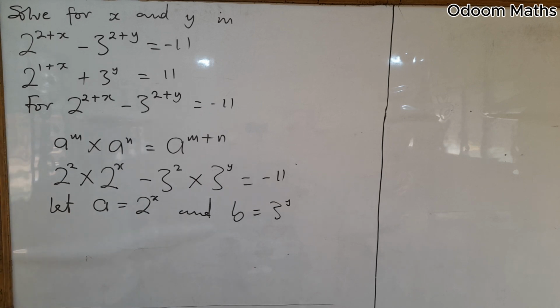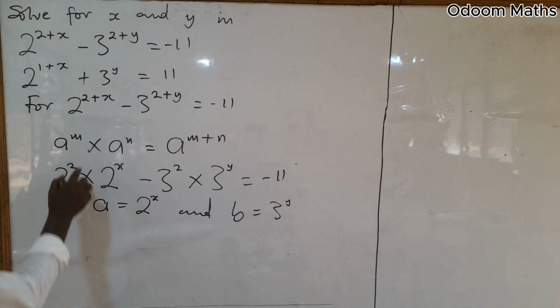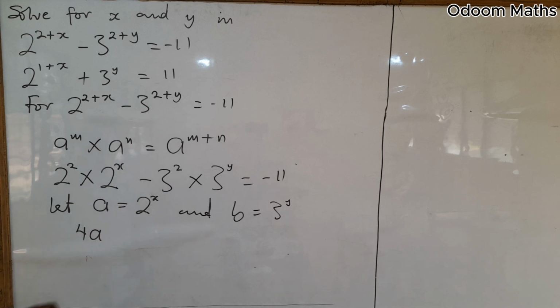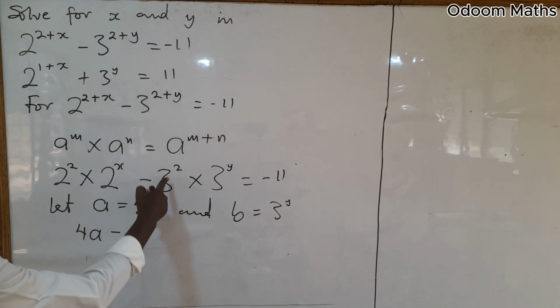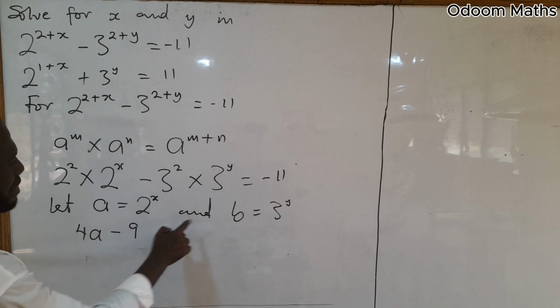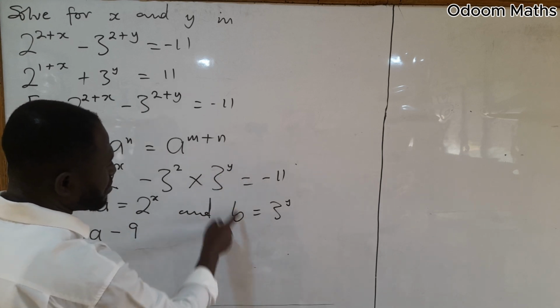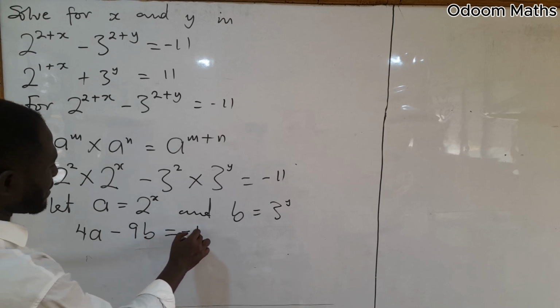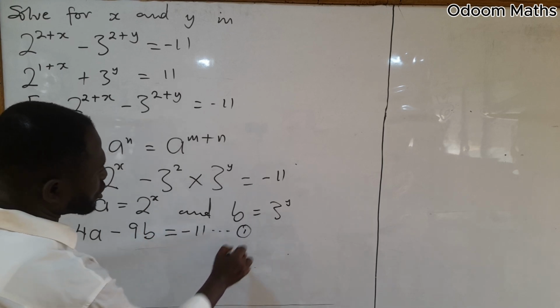So in this case, this is going to give me 4. So 4 times a becomes 4a, because we said this is now a. Then minus 9 times b, because we said this is now b. So 9b, and this is equal to negative 11. So let me call this equation 1.